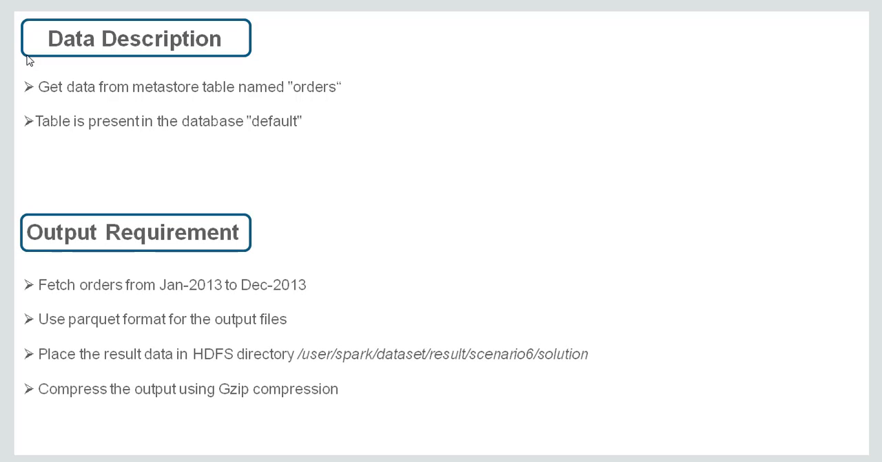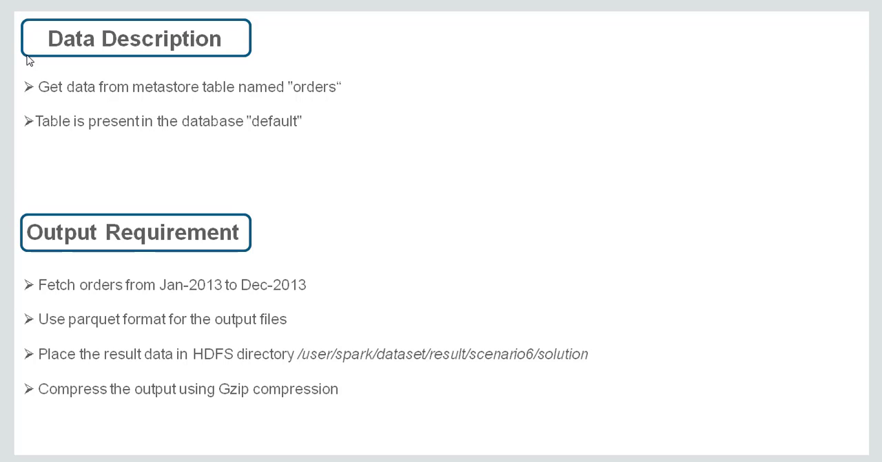The output requirement is to fetch orders from January 2013 to December 2013. Use PARQUET format for the output files. Place the result in an HDFS directory and compress the output using GZip compression.